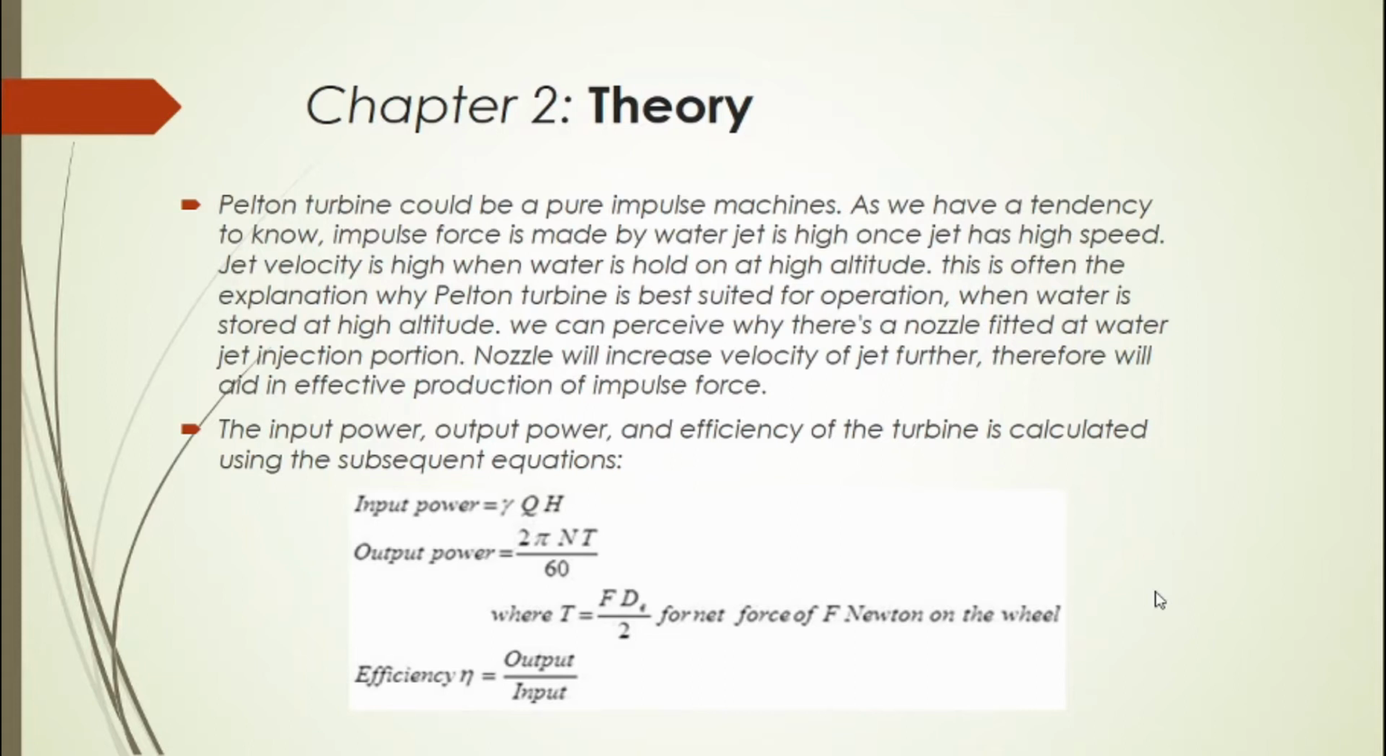When water is stored at high altitude, we can understand why there is a nozzle fitted at the water jet injection portion. The nozzle increases the velocity of the jet further, and therefore aids in effective production of impulse force. The input power, output power, and efficiency of the turbine are calculated using the following equations. Input power equals ρgQH, output power equals 2πNT over 60, where T is F times D over 2. And lastly, efficiency equals output divided by input.